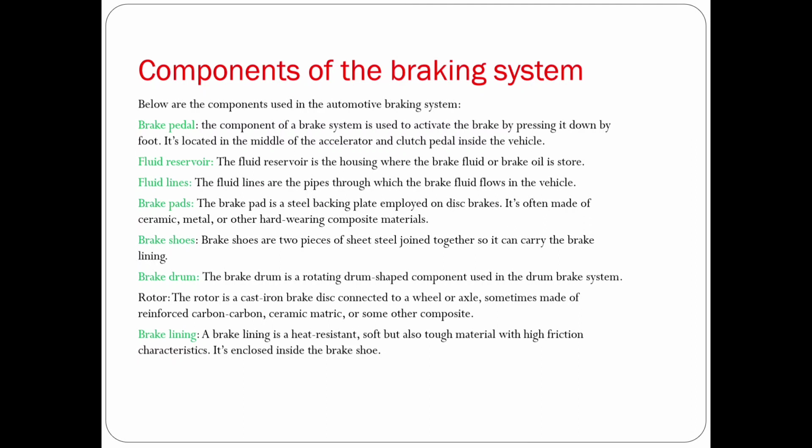Brake shoes: brake shoes are two pieces of sheet steel joined together so they can carry the brake lining. Brake drum: the brake drum is a rotating drum-shaped component used in the drum brake system. Rotor: the rotor is a cast iron brake disc connected to a wheel or axle, sometimes made of reinforced carbon, ceramic matrix, or some other composite. Brake lining: a brake lining is a heat-resistant, soft but also tough material with high friction characteristics. It's enclosed inside the brake shoe.